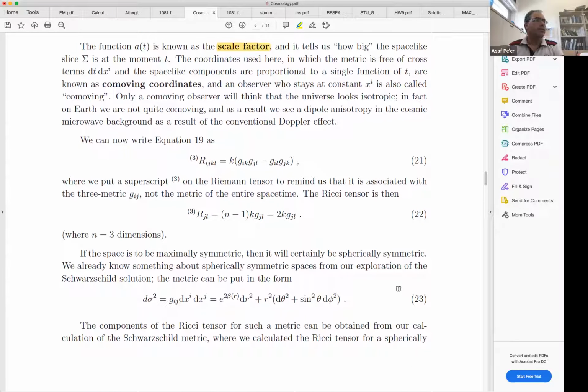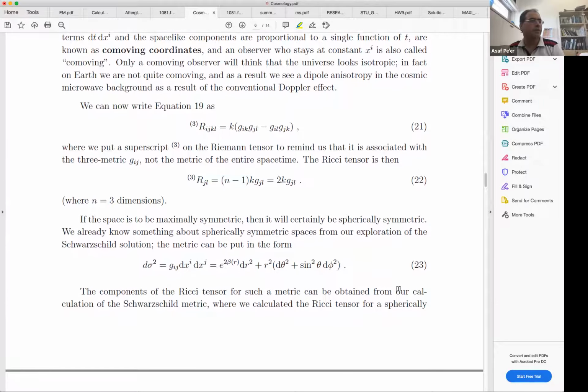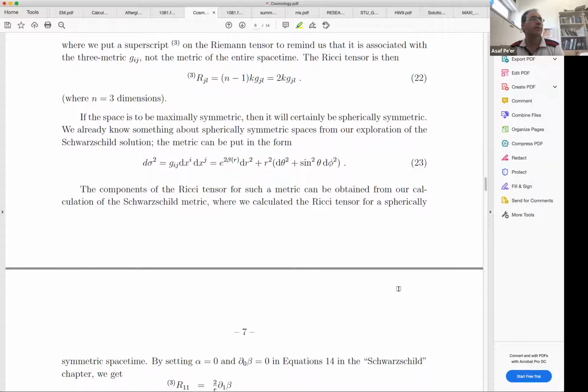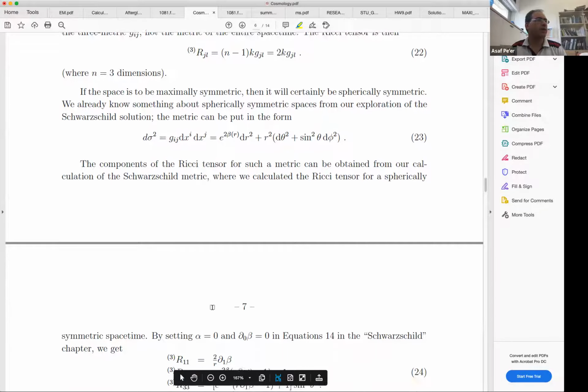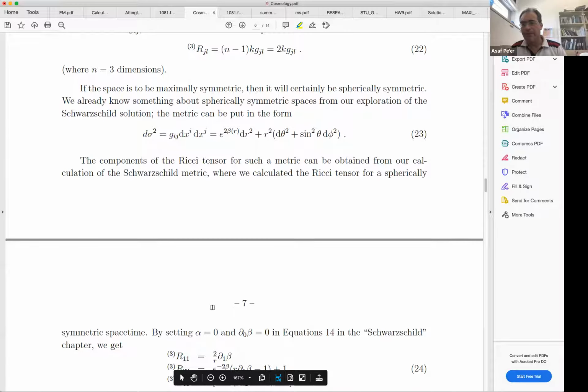So now we basically have to repeat similar things to what we did for the Schwarzschild, but fortunately we already did this for the Schwarzschild. So we are essentially repeating the same steps which we already derived, right? And we essentially want to calculate the Ricci tensor for this spherically symmetric space-time, again following the same steps that we did when we derived the Schwarzschild metric.